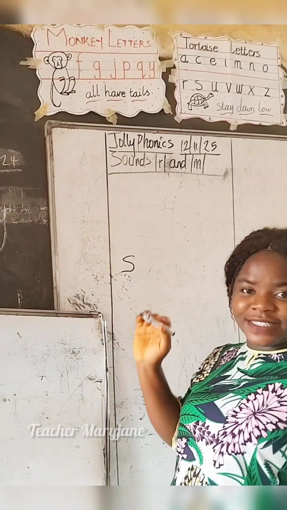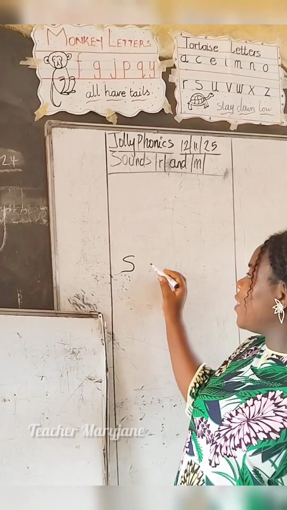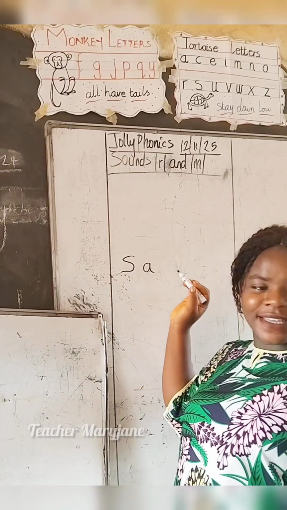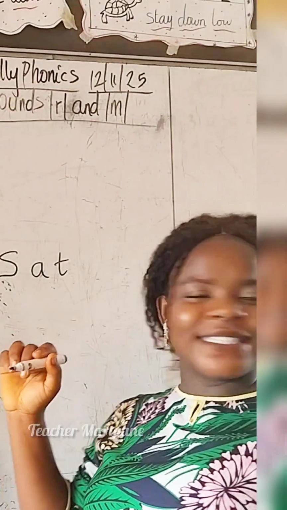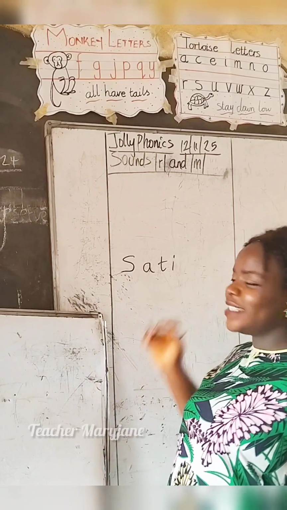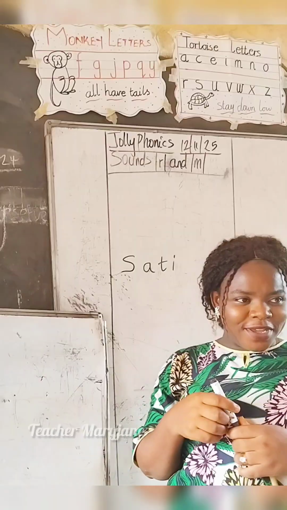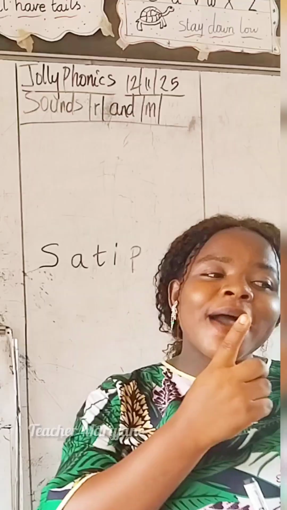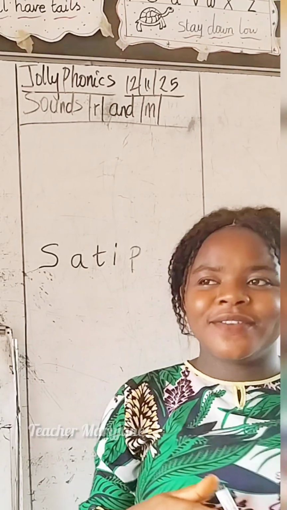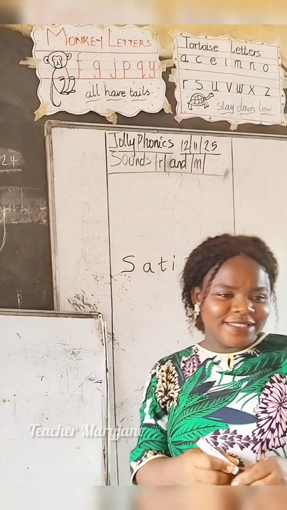What sound is this? Very good. A sound clap. How about this? And this? And this? A. Very good. And this? Very good. How about this one?